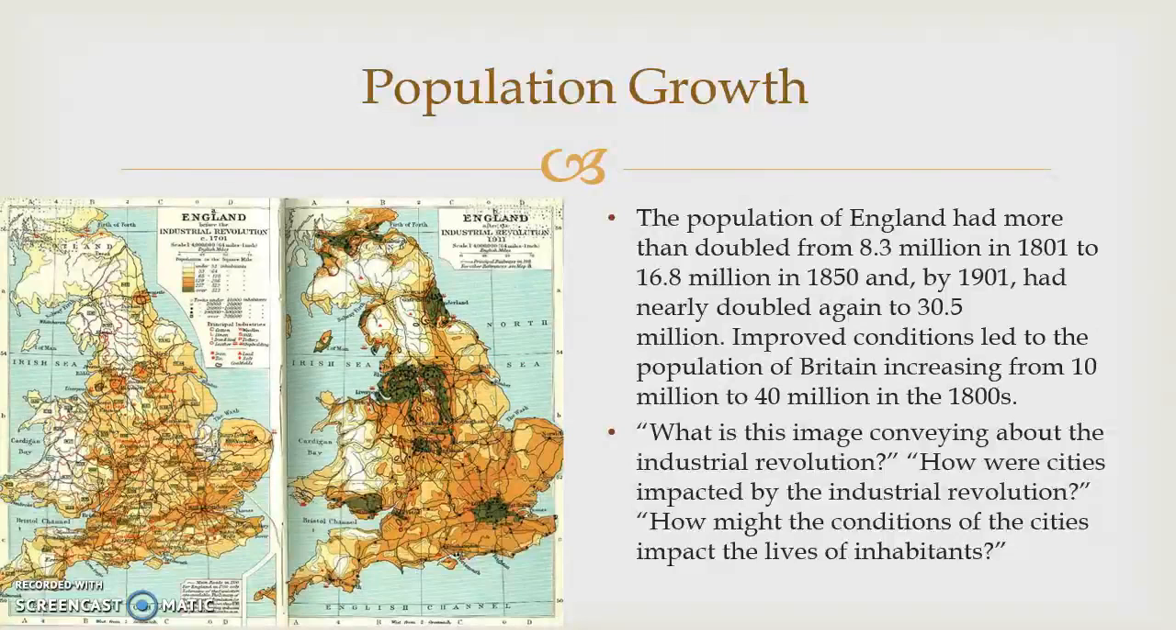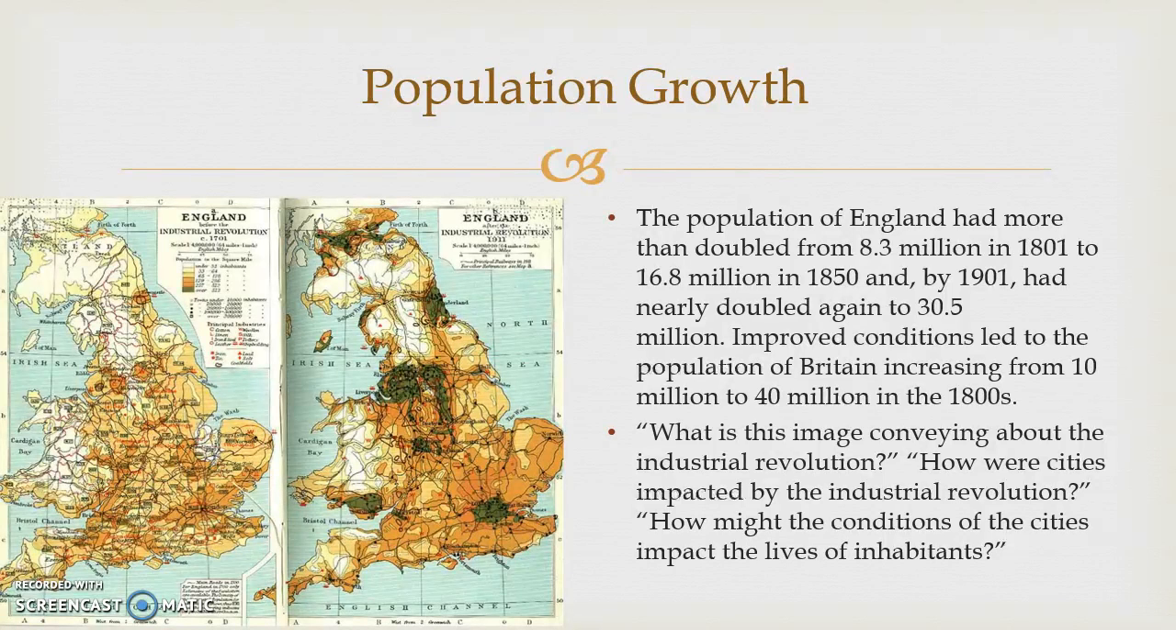So these new inventions led to population growth. The population of England had more than doubled from 8.3 million in 1801 to 16.8 million in 1850, and by 1901 had nearly doubled again to 30.5 million. The improved conditions led to the population of Britain increasing from 10 million to 40 million in the 1800s.